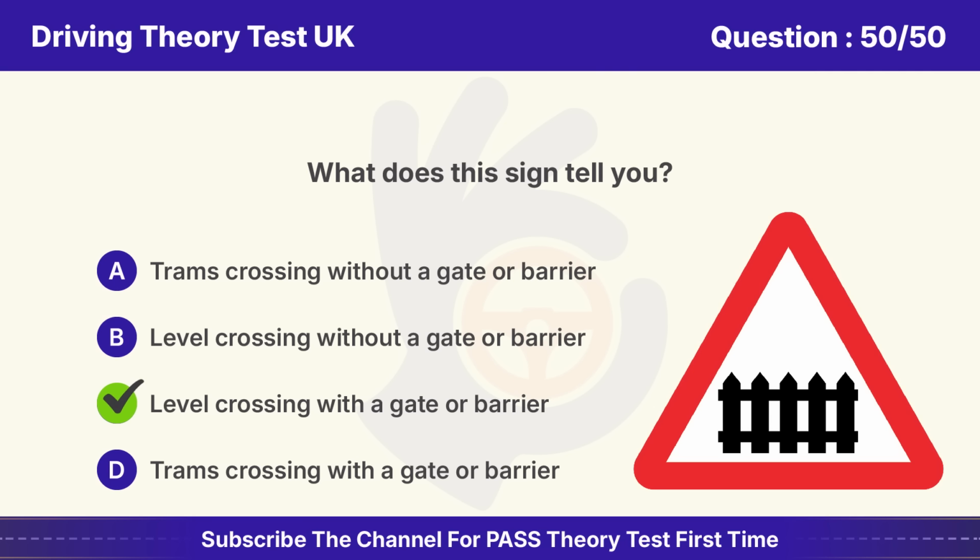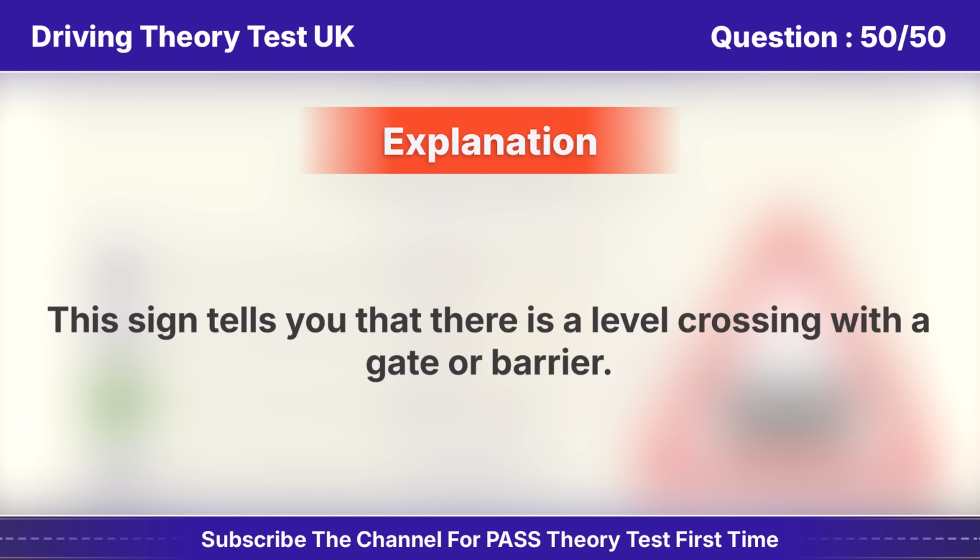Answer is C. Level crossing with a gate or barrier. This sign tells you that there is a level crossing with a gate or barrier.